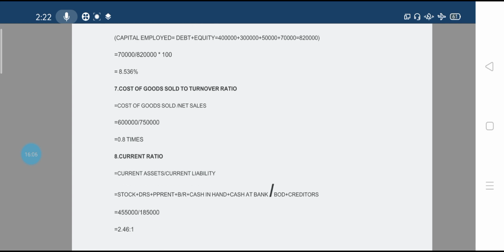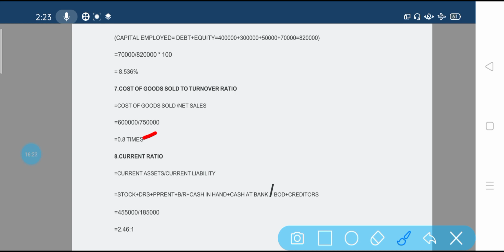Cost of goods sold to turnover ratio. What is the turnover? It is nothing but net sales. Cost of goods sold is 6 lakh and the net sales is 7 lakh 50,000. Answer will be 0.8 times.